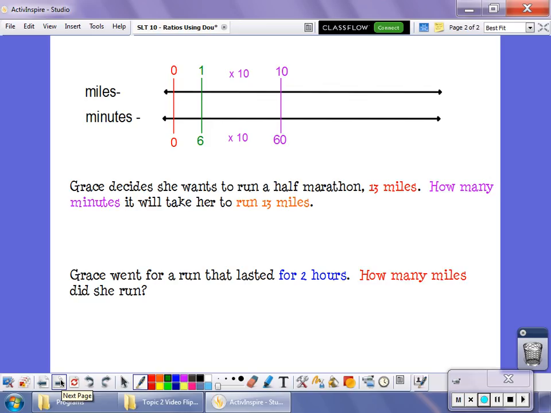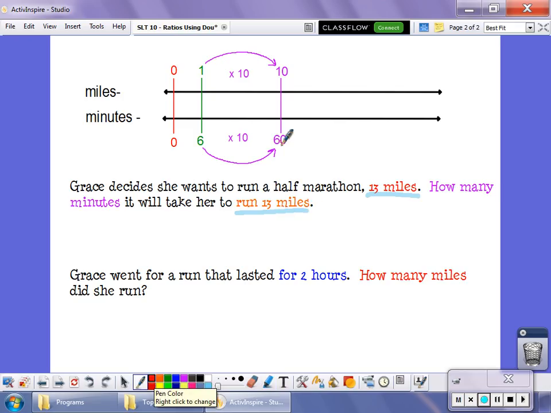Now, this is the start of this number line that we had before. Okay? So it shows Grace running 1 mile in 6 minutes, and it got us all the way up to how long it would take her to do 10 miles. There's another question here that I want us to look at. It says Grace decides she wants to run a half a marathon. Half a marathon is 13 miles. How many minutes will it take her to run 13 miles?